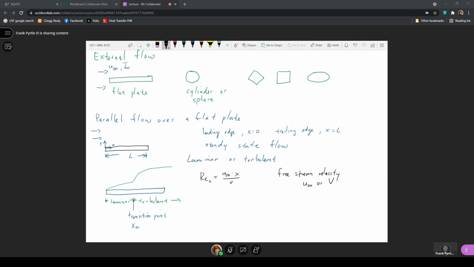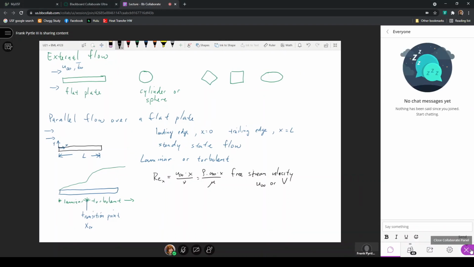This is the definition of the Reynolds number that could also be written as the density times the free stream velocity times X divided by the dynamic viscosity. Again, where nu is the kinematic viscosity and mu is the dynamic viscosity. This will give us an expression of the Reynolds number that is a function of X. So at X equals 0, the Reynolds number is 0. At X equals L, the Reynolds number is its maximum value, and anywhere between 0 and L, we can identify the Reynolds number.